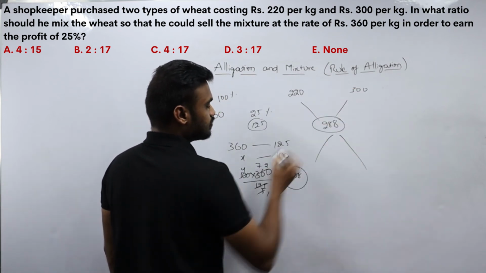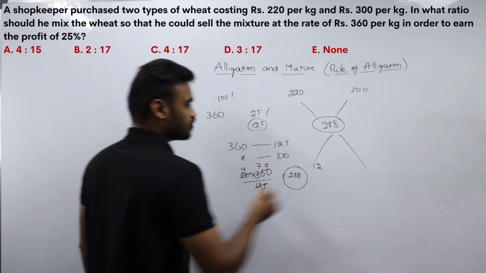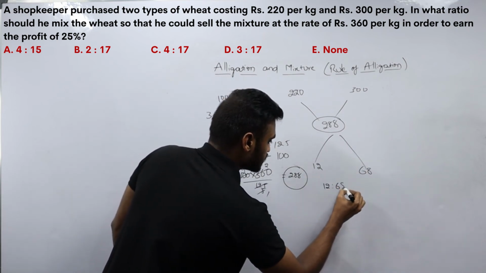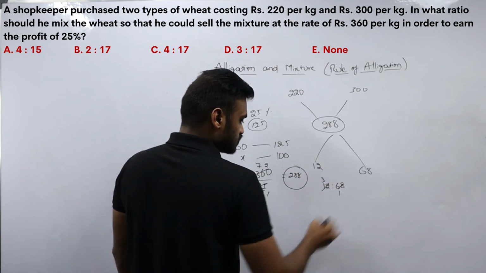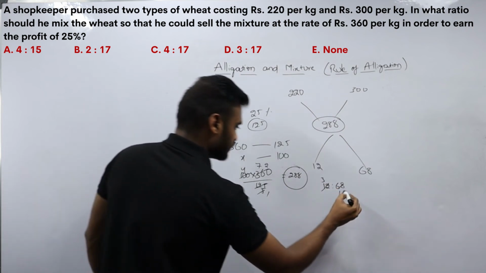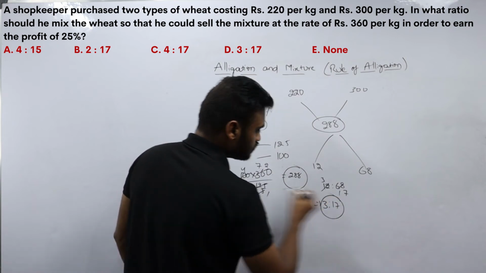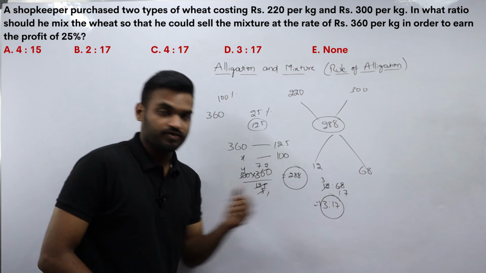That is 300 minus 288, that is 12, and 288 minus 220, that is 68. So we will get 12 is to 68. If I cancel this, 4 threes are 12, 4 ones are 4, there will be 2 here, 28, that is 7. So we will get the ratio 3 is to 17. So these two wheats need to be mixed in the ratio 3 is to 17.